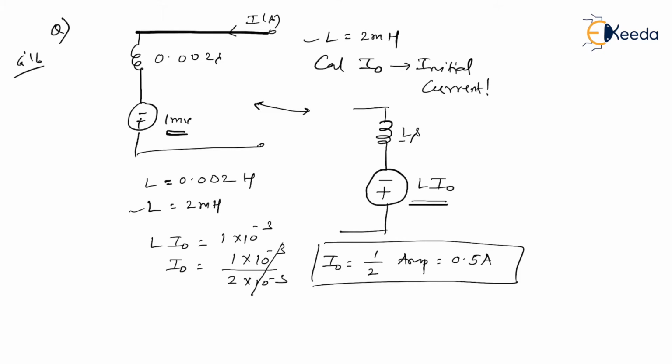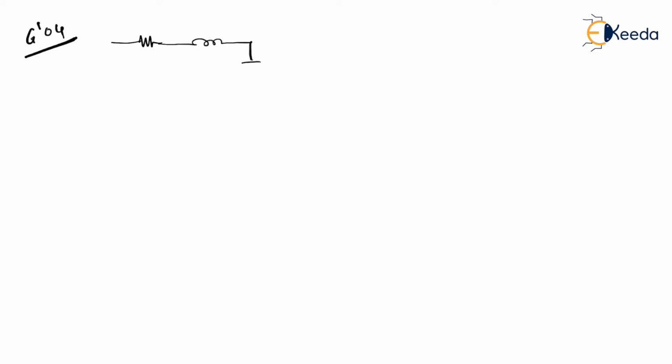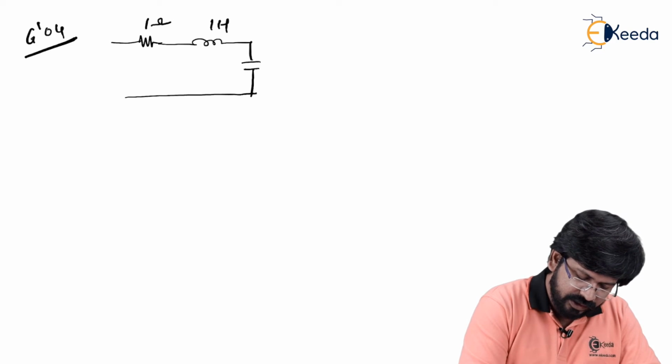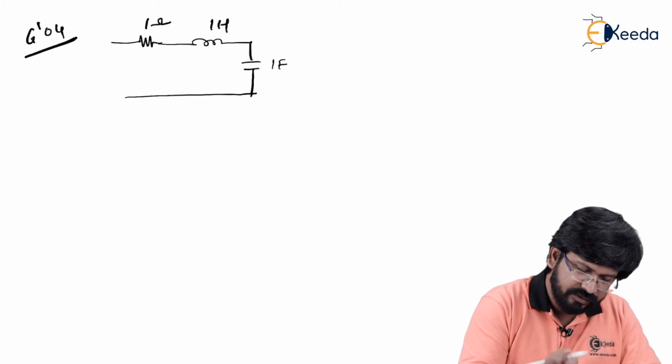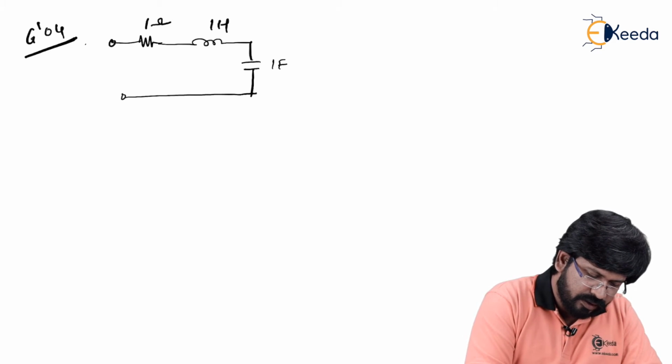Let's move to the next problem. Next problem is from GATE 2004. What they have provided is an RLC circuit. R has a value of 1 ohm, the inductor has a value of 1 Henry, and the capacitor value is 1 farad. Very simple values are given, through which they have applied voltage V of t.